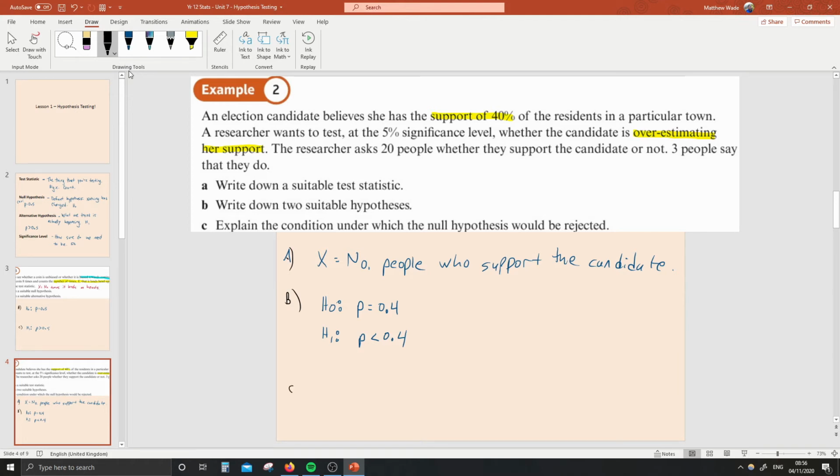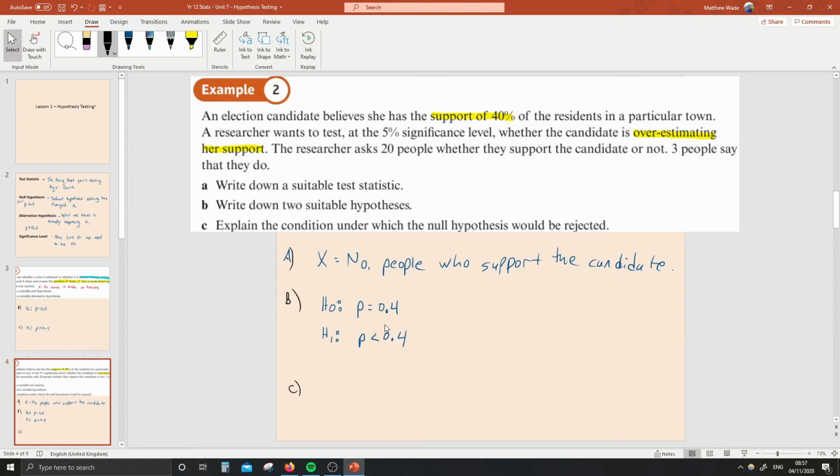Now, part C is not super important, and it will make a great deal more sense when we actually get to use numbers in a sec. But here we go. Explain the condition under which the null hypothesis would be rejected. I'm not even going to write it down because it makes more sense with numbers, but I'll say it for you in case you've had a chance to read it.